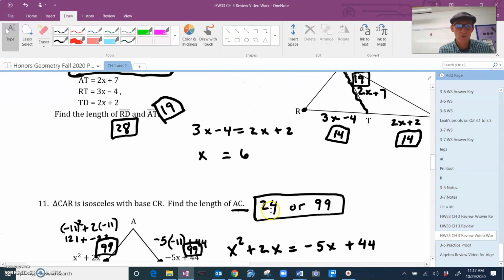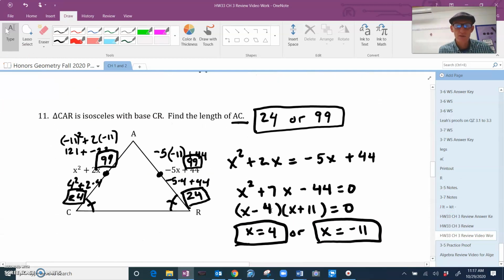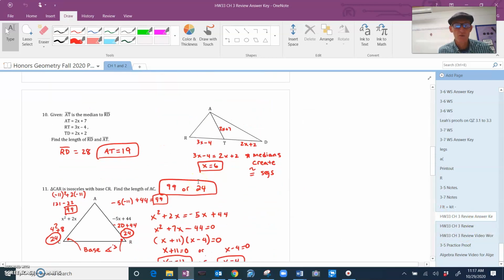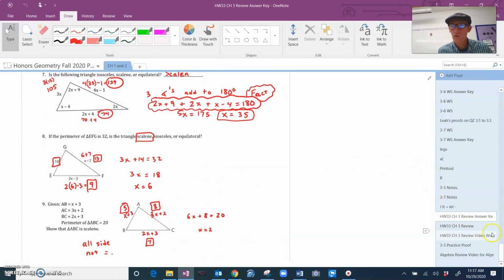So I have to check that. I want to check the answer key real quick on this last one. Let's see. Did I do this one right? Number 11. Did I do it right twice? So let's see. 11 is 99 or 24. Yeah. Okay, so you're good to go with that.